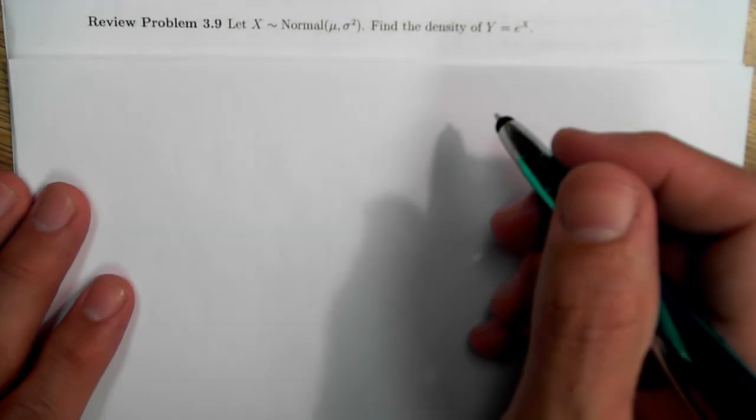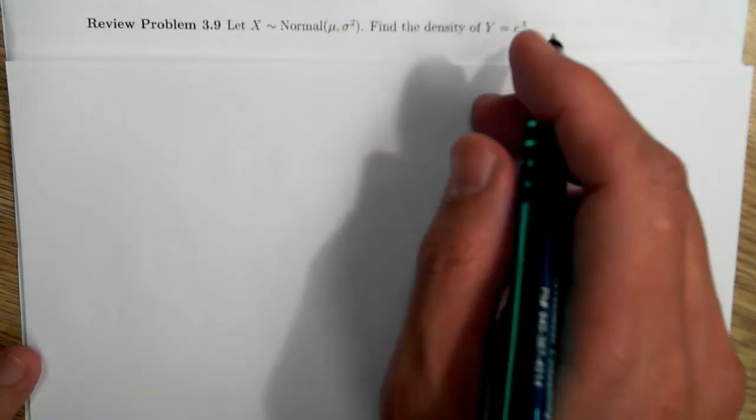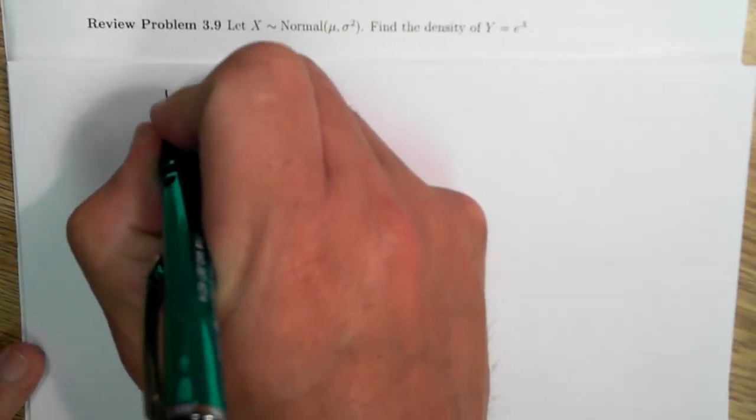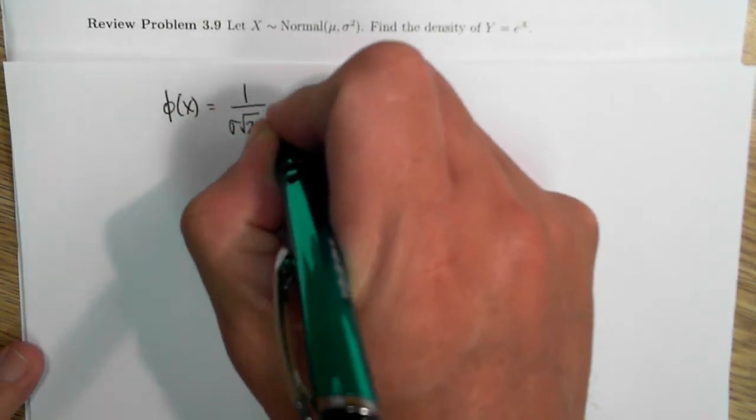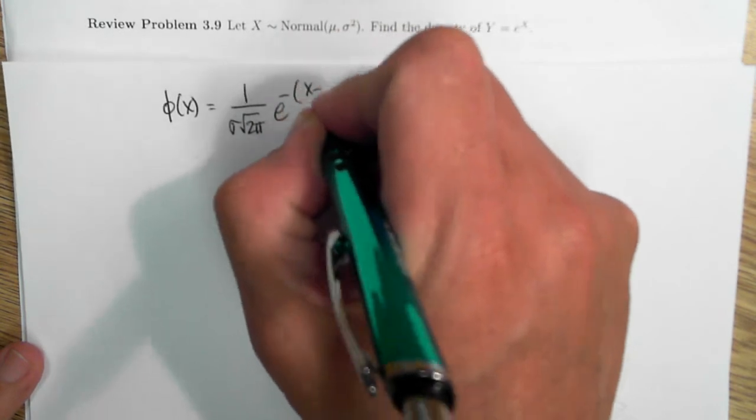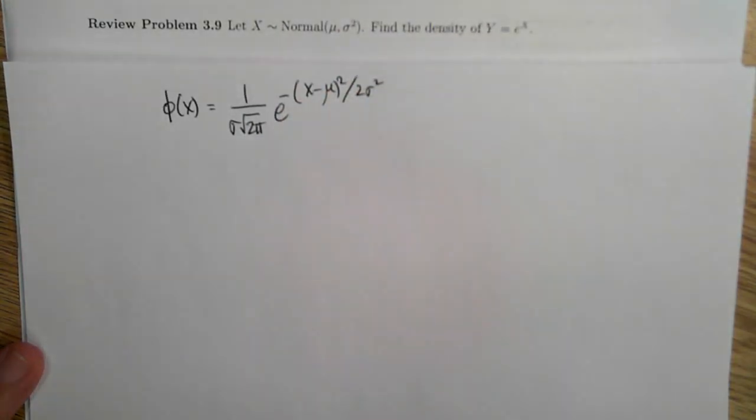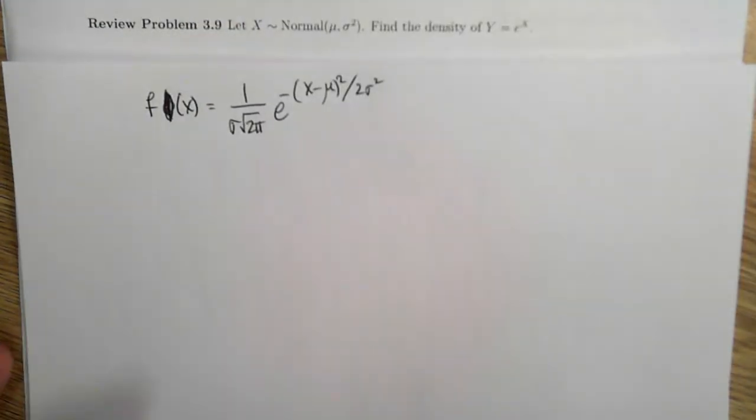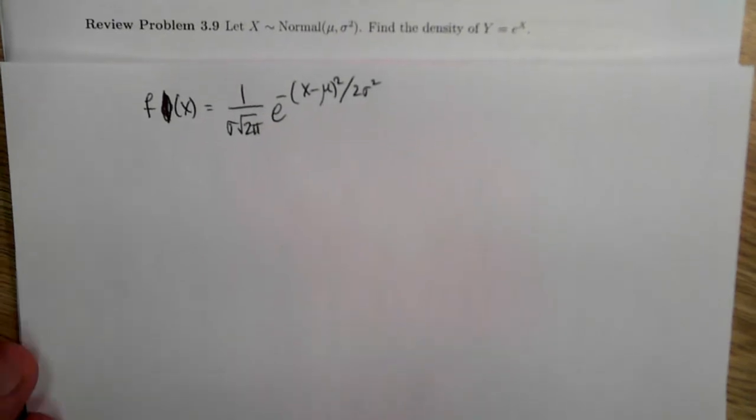All right, now there's a formula that we can plug into, but my personal preference is to find the CDF first and then differentiate. So we remind ourselves that the density function for X is 1 over sigma square root of 2 pi e to the minus (x minus mu) squared over 2 sigma squared. That's the density function for, and I shouldn't use the phi because that's usually used for standard normal, that's the density function for a normal random variable with mean mu and standard deviation sigma.